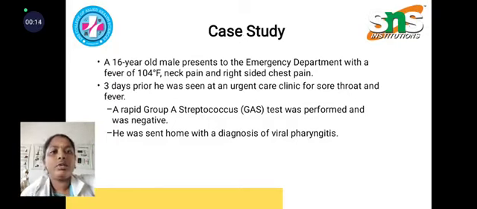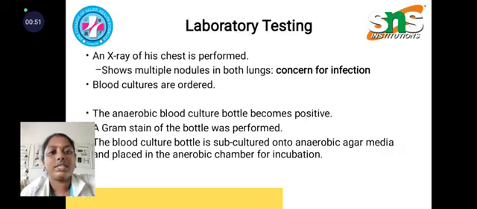A 16-year-old boy presents to the emergency department with a fever of 104 degrees Fahrenheit, neck pain and right-sided chest pain. Three days prior, he was seen at the urgent care clinic for sore throat and fever. A rapid group A Streptococcus, that is GAS, test was performed and it was negative, and he was sent home with the diagnosis of viral pharyngitis.